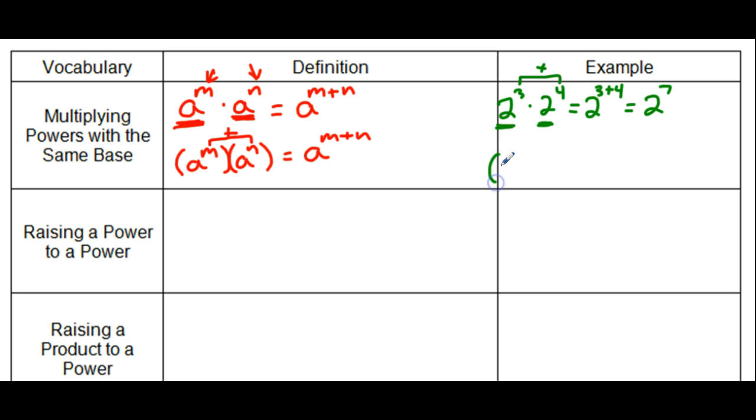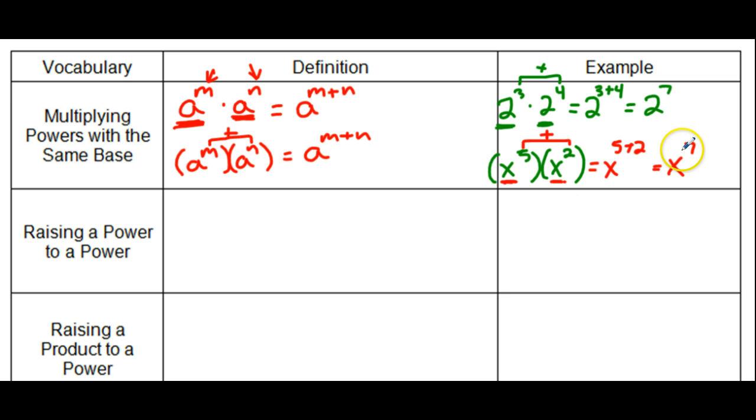Alright, so let me write it in a different way. Let's do parentheses x to the 5th times x to the 2nd. Again, this is the same thing, just a different way of writing it. Same bases, x and x. If they're the same base, then we can combine these, right? If the degree is inside the parentheses, just like this is right now, we're going to add those two. So x to the 5 plus 2, which is x to the 7th again.